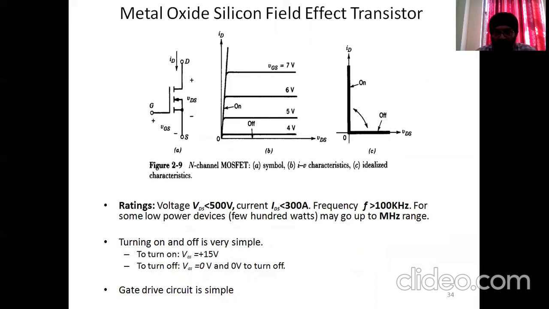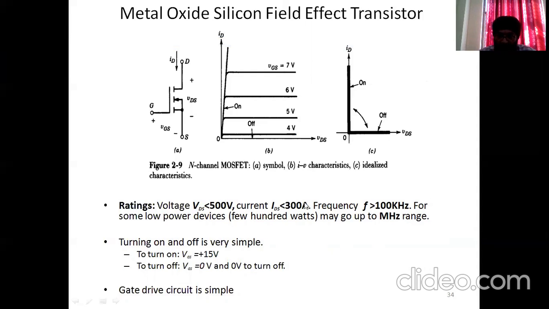Now the next one is the MOSFET, metal oxide silicon field effect transistor. Again, ideal characteristics and the actual IV characteristics. Their voltage rating is even lower, 500 volts, much lower than SCRs and even lower than the BJTs. Current rating is also lower. So they cannot be used for high voltage and current ratings or high power ratings in power electronic circuits. For low power rating applications, it can be used. But the main advantage is the high switching speed, sometimes going up to megahertz.